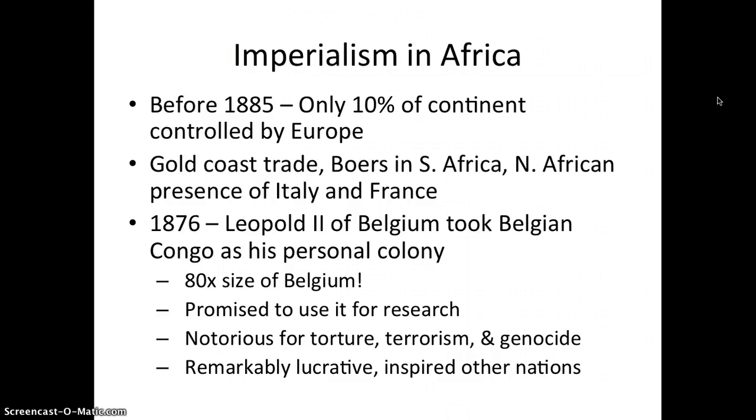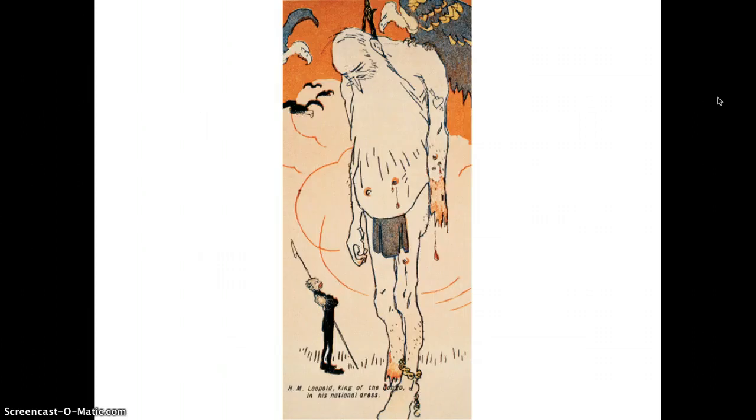However, it was also remarkably lucrative, lots of money to be made there, and it inspired other nations to want to go get African colonies for themselves because, as bad as things were in the Belgian Congo, there was a lot of money to be made. So they're like, well, we need that too.